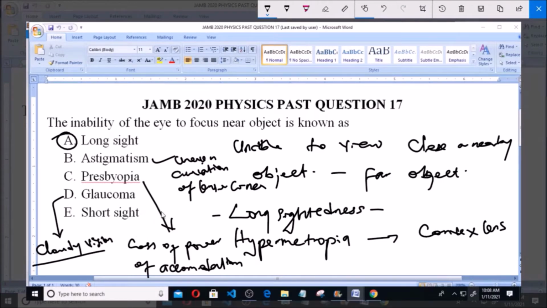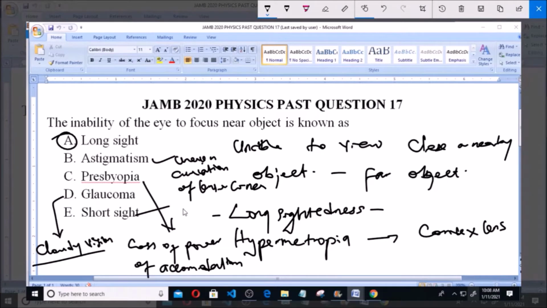Then short-sightedness is the opposite of long-sightedness. In short-sightedness, nearby objects can be seen clearly, but far objects cannot be seen. And in short-sightedness, the cause is that the eyeball is longer than normal, so the image is formed before the retina. But as in the case of long-sightedness, the image is formed after the retina.